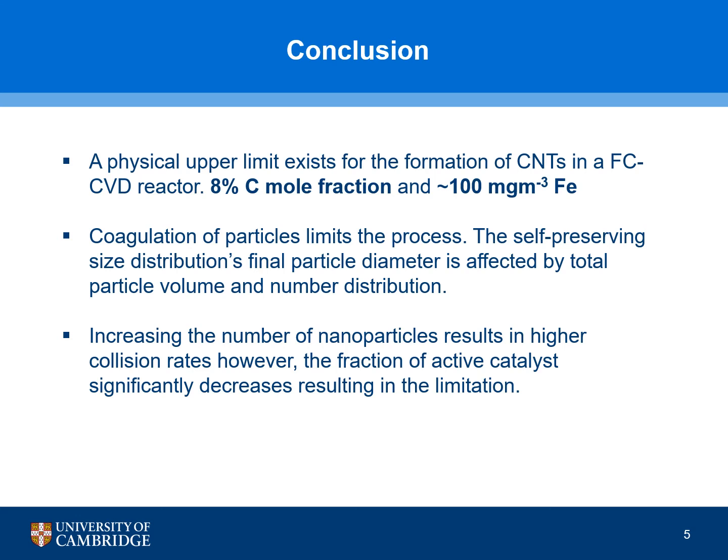So in conclusion, a physical upper limit now exists for the formation of carbon nanotubes in an FCCVD reactor, which is around 8% carbon mole fraction and in the hundreds of milligrams per meter cubed of iron.